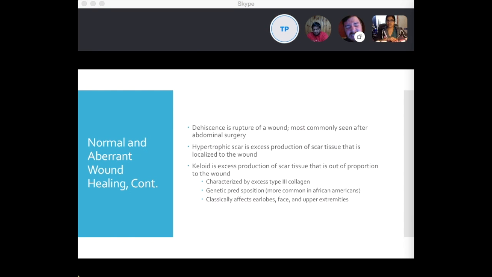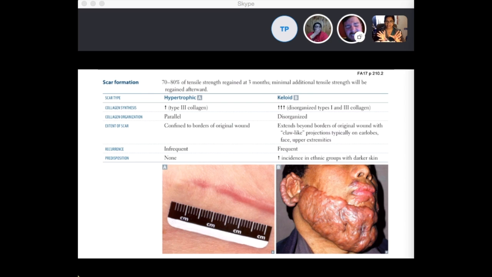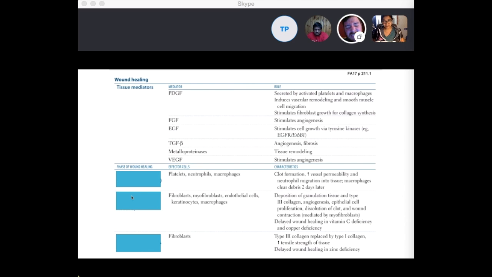Okay. So, there's First Aid's little summary of scar formation. As you can see, hypertrophic is confined to the borders of the original wound, and keloid extends way beyond the borders of the original wound. And keloid has, like you said, type 1 and also type 3 collagen to a very, very excess amount. Cool. Okay. So last thing is a big summary to all this wound healing stuff we just talked about.